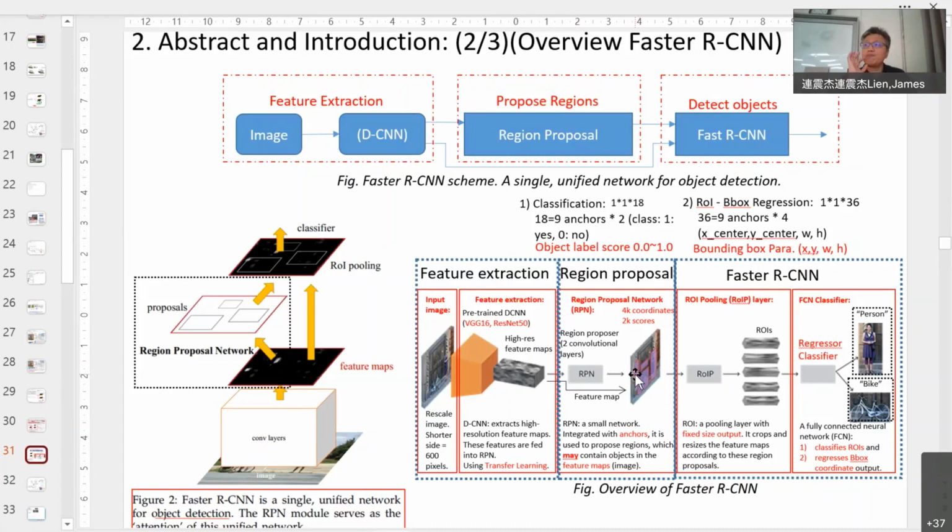So the output is bounding boxes only. They don't have a feature. They only have the detected bounding box. So based on the bounding box here, and based on the feature map here, the 512 feature maps, the input is for each bounding box.